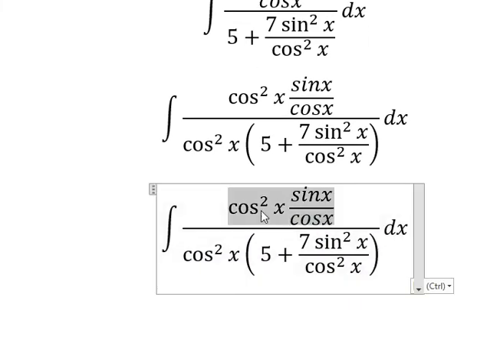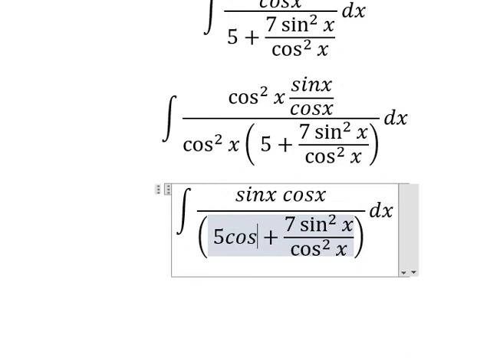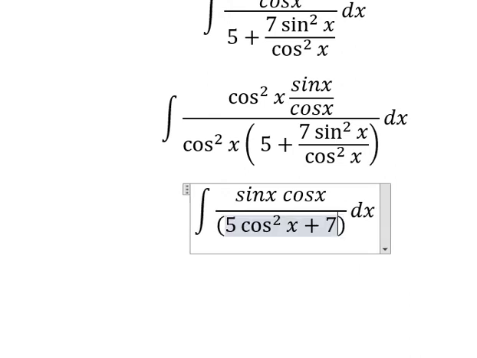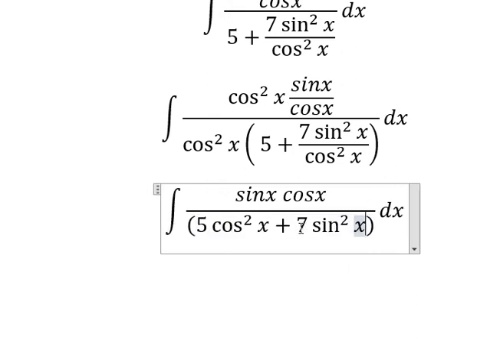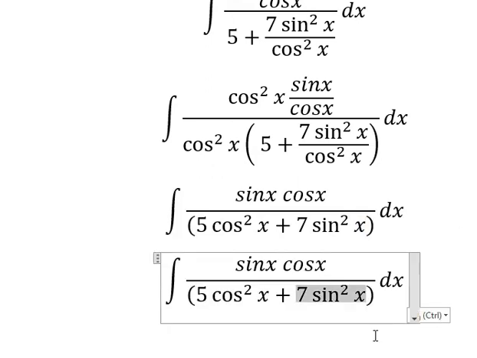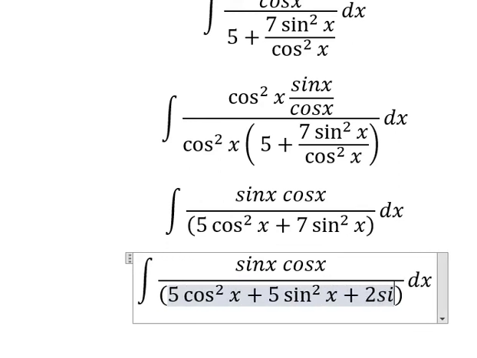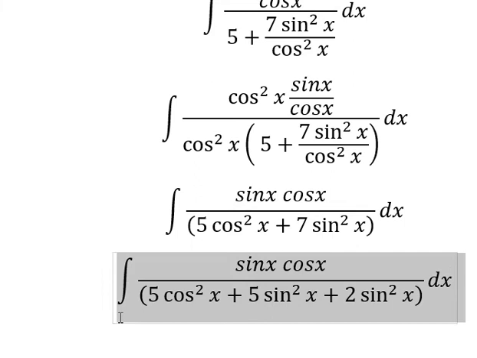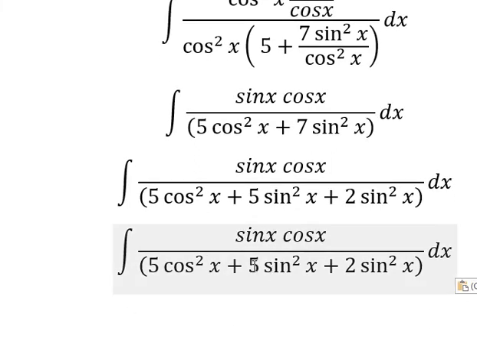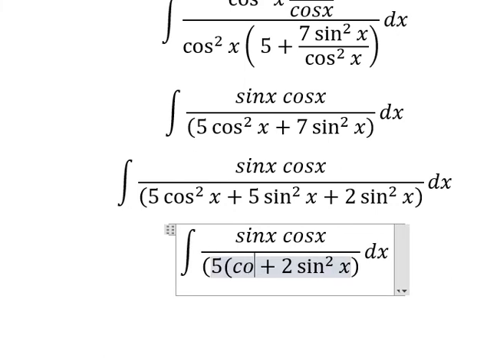So this one we have sin x cosine x. This one is multiplied by number 5 and this one, so we have like this. Next, this one I can put into 5 sin x squared plus 2 sin x squared. Next, number 5 and number 5, we can do factorization.